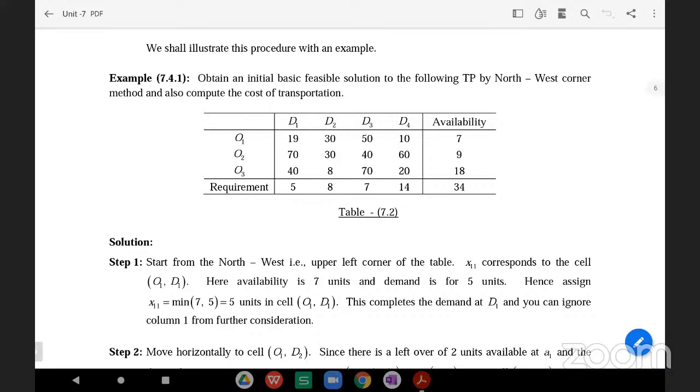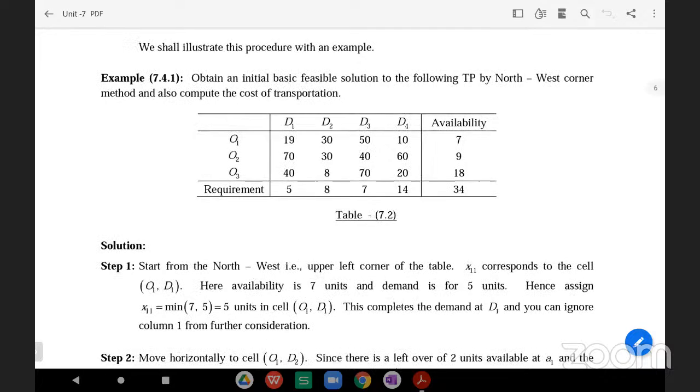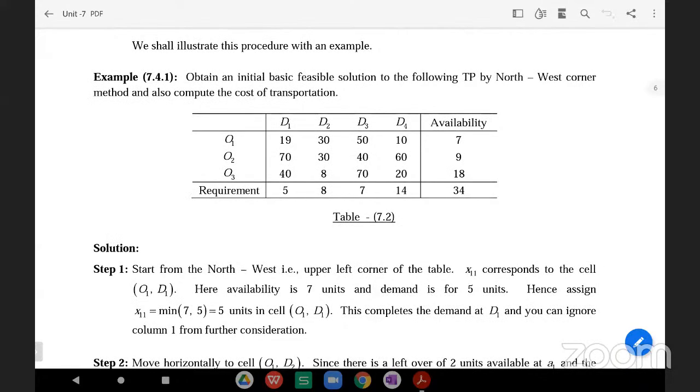Here already demand 1, origin 1 is allocated, so what is the pending balance? The pending balance is clearly 2 units of availability. If I allot those 2 units of availability, next is demand 2 from origin 1. I allotted this availability 2, so the balance of the demand is 6 only.